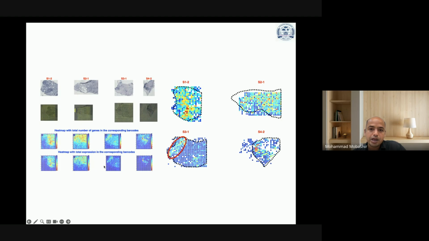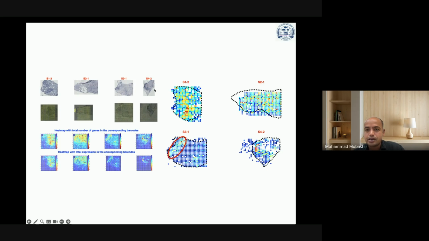For example, after normalization, this could look like this. So this is exactly how the tissue looks. Red means the expression level is quite high. Blue means the expression level is comparatively low. So this is section 1, this one, and then section 2, this one, section 3, this one, section 4, this one.